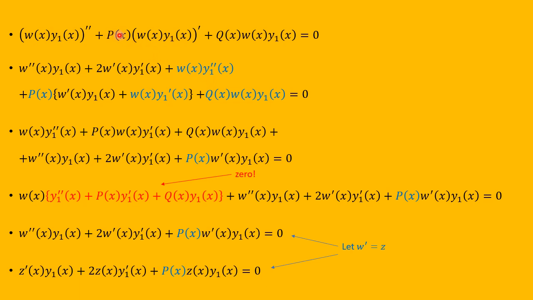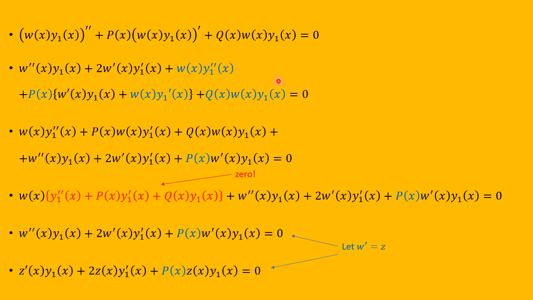Then when you look at this next term, p of x times the first derivative of this product, by the product rule, this term is going to be p of x times the following stuff: w prime times y1 plus w times y1 prime. And finally, we have q of x times w of x times y1 of x, and I'll just copy that down right here, and that equals 0.